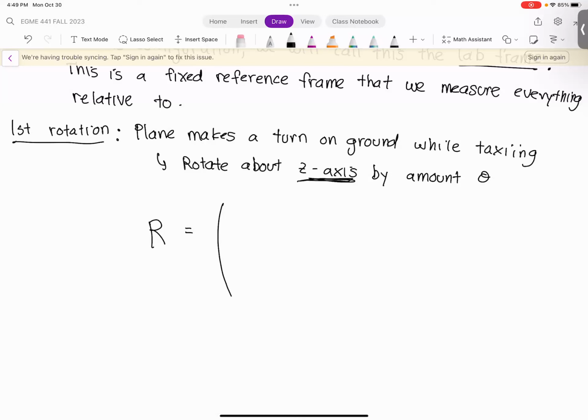And so in the third column, we're going to have 0, 0, 1. And then our last row is like that as well, because we're not changing anything relative to the z-axis. And so if we were to measure the xy position here, the z direction wouldn't change as a result of this rotation. And that's what this represents.